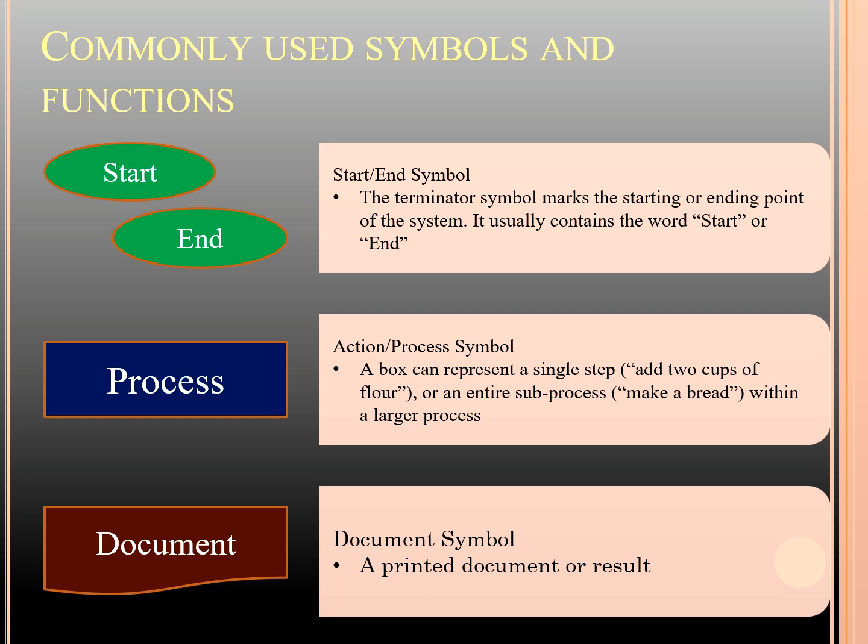And process, action or process symbol. So as you can see, the process symbol is represented in a box wherein you need to state all the process that you need for your flowchart. And the third is for document symbol, you need to print the document or your result for your flowchart.